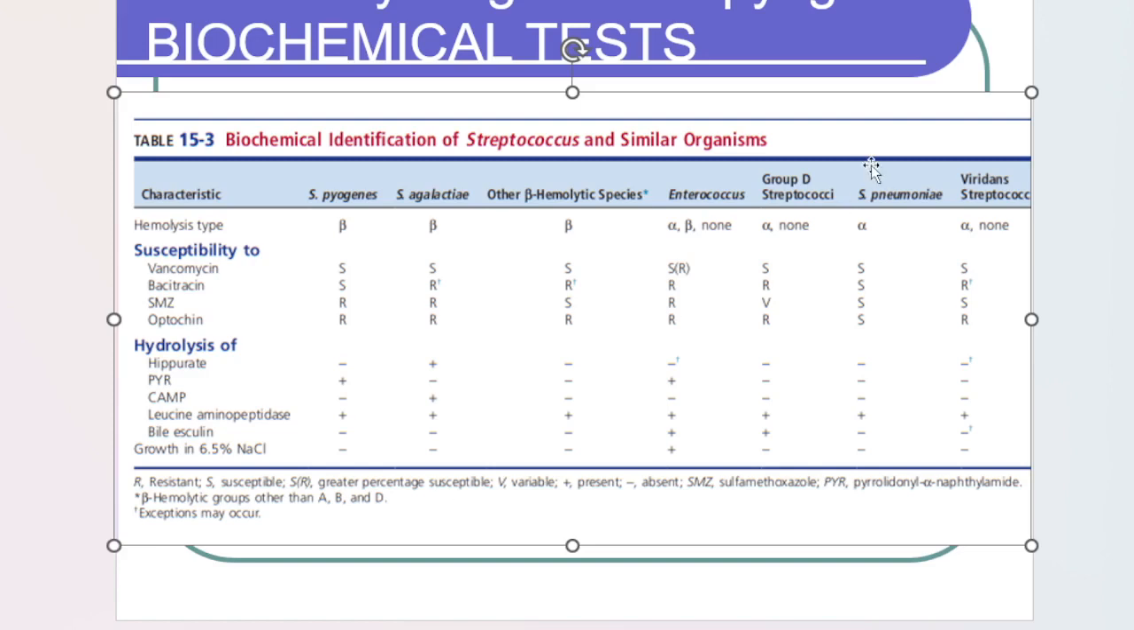For viridans versus pneumoniae, let's review. Most likely, what is used to differentiate is optochin, because both are alpha hemolytic, right? Most likely, what will be used here is the optochin test. Okay? So, the rest are almost the same, except for bacitracin and optochin. But most likely, optochin is what you will use for differentiation.